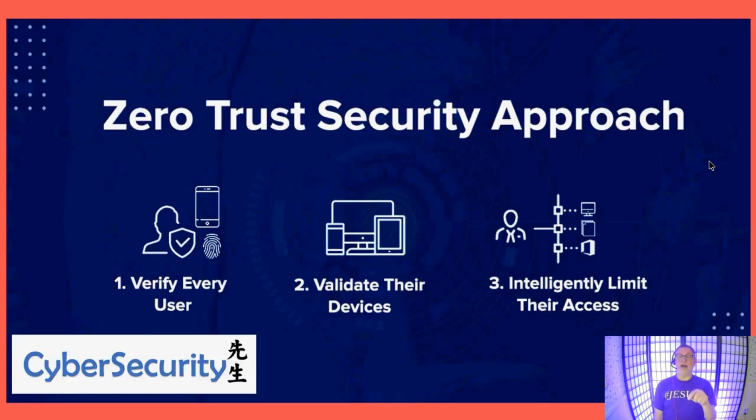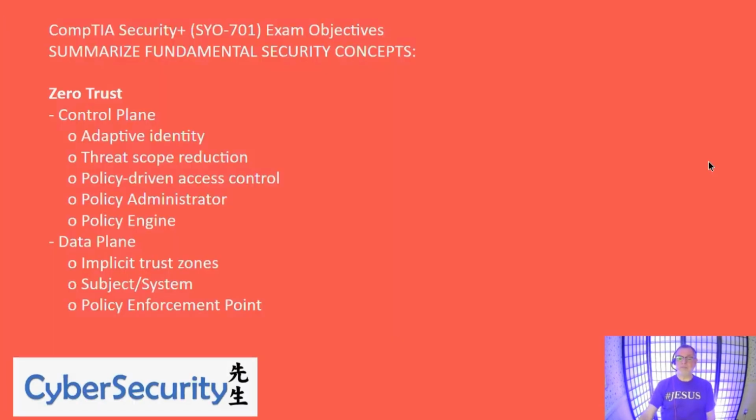And then number two, it says validate devices. That's the way I think about it. It says validate. I go back to verify. Verify the device, verify the session, verify the data stream, etc. And then number three, it says intelligently limit their access. What that means is don't slam the door closed, but if you think about it from a principle standpoint, start with the door closed and then only open what's needed. Does that make sense?